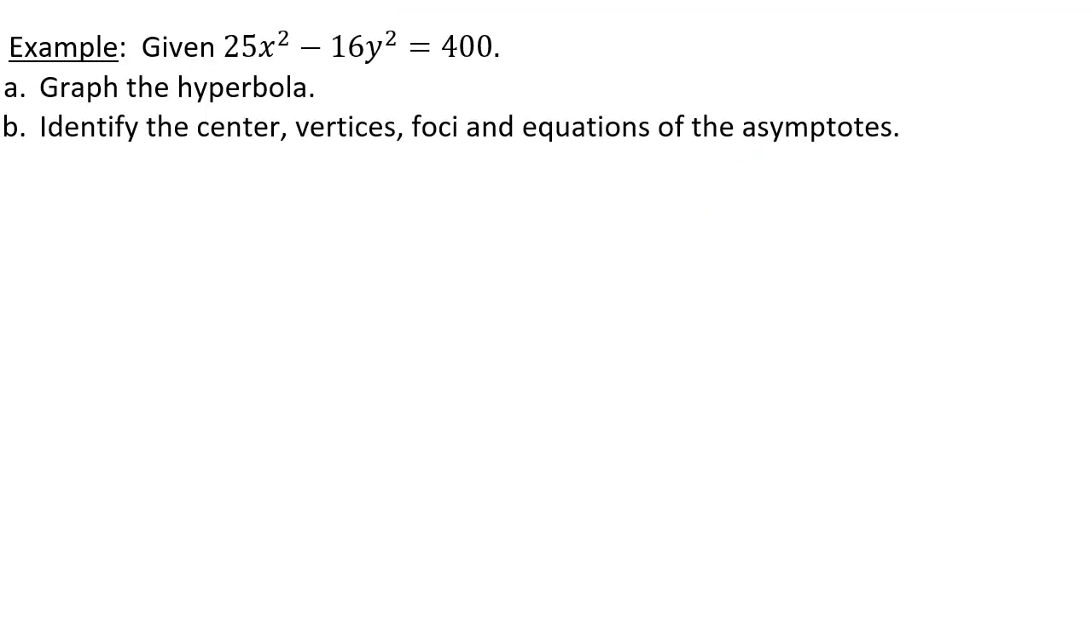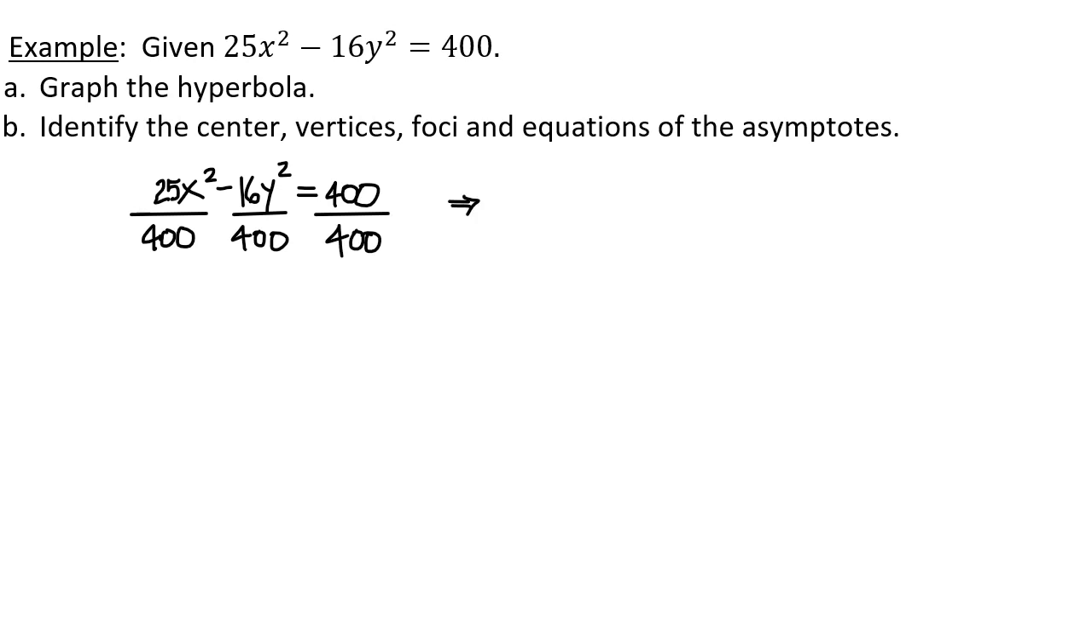Given the equation 25x squared minus 16y squared equals 400, graph the hyperbola, identify the center, the vertices, the foci, and the equations of the asymptotes. So I need to divide everything by 400 so that I can get a 1 on the right-hand side. So that's going to result in the equation x squared all over 16 minus y squared all over 25 equals 1. And I know the center of this hyperbola is the origin 0, 0.